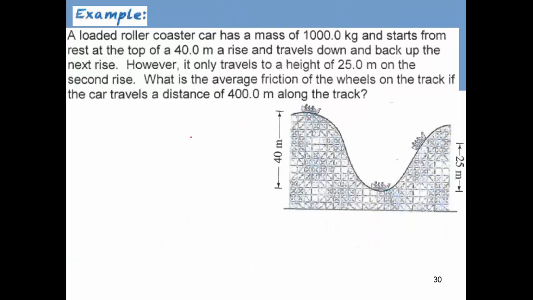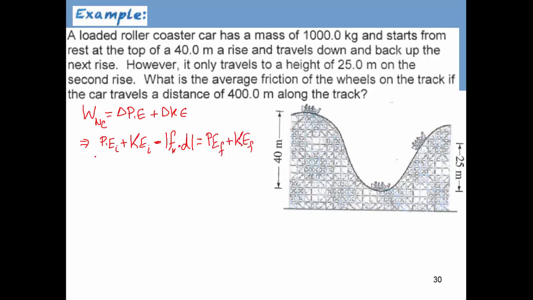Now let's look at an example where the total mechanical energy is not constant due to friction. Here we have work done by non-conservative forces, and we know when there is work done by a non-conservative force, the final mechanical energy will be less than the initial mechanical energy, where the equation will be the initial mechanical energy minus the work done by the friction is equal to the final mechanical energy.